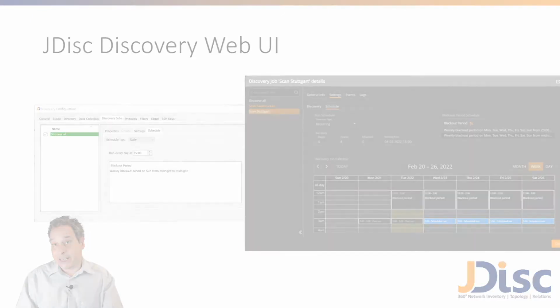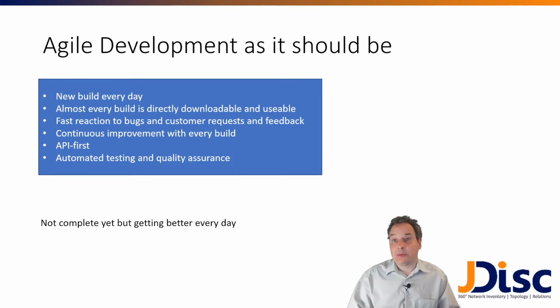JDisc Discovery is really developed in a true agile manner. Every day there's a new build available, and almost every build really makes it into the download area so you can download and use it. This way we have a new version available every day, and we have fast reaction and a quick feedback loop to the customers. That means that with every build, every day, there are small improvements, new devices supported, new features, and bug fixes.